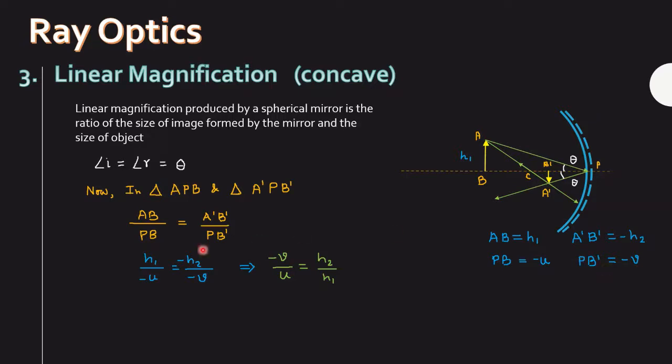So placing all these values in the above equation, we obtain the equation in the form of minus v by u equals h2 by h1. And we know, based on the definition of linear magnification, that the ratio of the height of the image formed by the mirror and the height of the object gives us the formula of linear magnification, and thus the final formula of linear magnification stands as m equals minus v by u as the magnification.